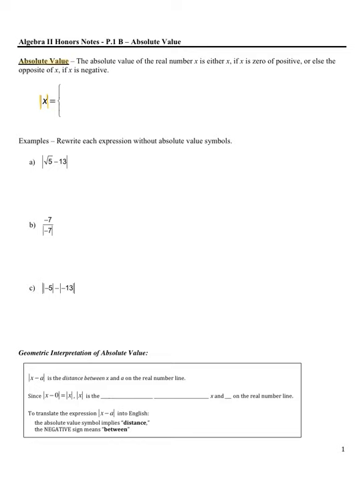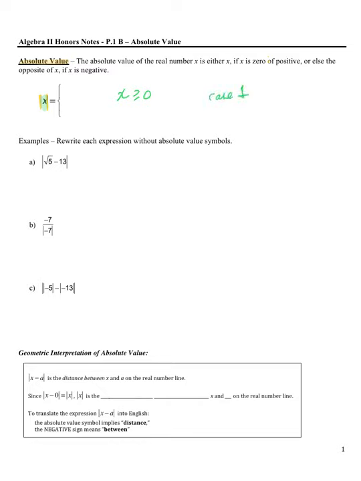The absolute value of a real number is either x, if x is 0 or positive, or else the opposite of x if x is negative. So this is if 0, if positive. So what is this saying? This is saying that I'm going to take the absolute value of x, and x in this case can be two things. X, case 1, could be a number or an expression that is greater than or equal to 0. So that is case 1.